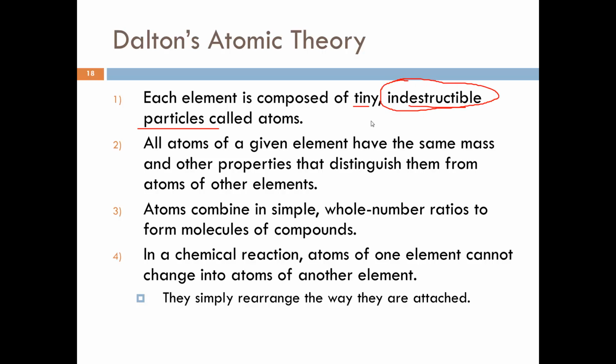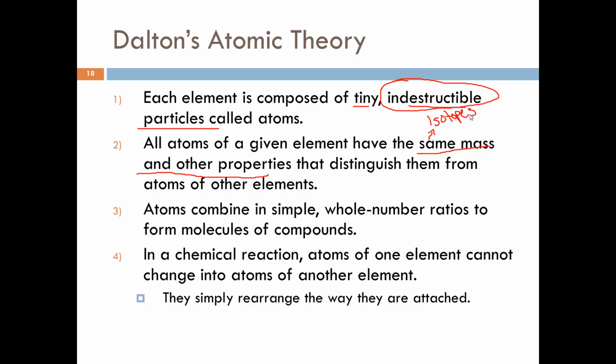All atoms of a given element have the same mass and other properties that distinguish them from atoms of other elements. Which again, even though he was really close, there were some issues with this because now we know that we have isotopes. So he wasn't 100% right again.